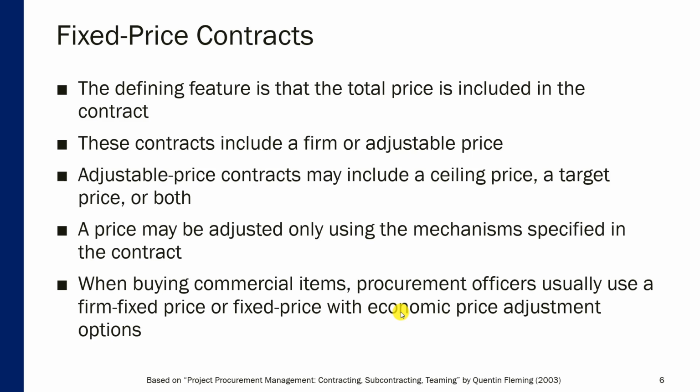So if oil prices go down, then the natural gas contract can be adjusted as well. So this is a common provision in those long-term energy contracts for natural gas.